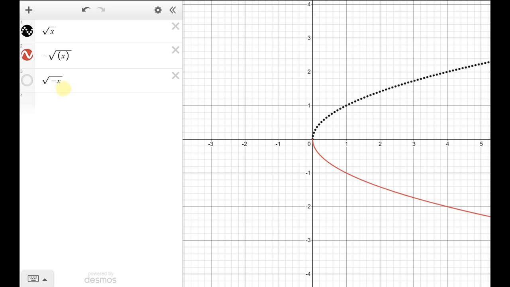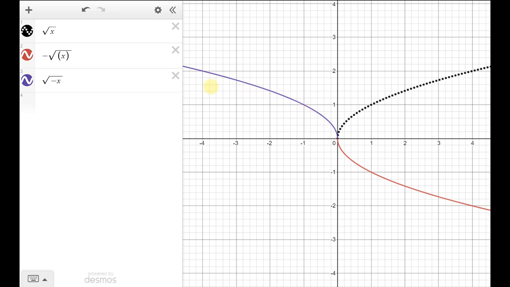And then what about if I were to not have the negative on the outside of the function, but instead, let's say, next to the x inside of the function? What do you think is going to happen now? Now we flip, it's the same function, it's just now flipped over the y-axis. So this is how reflections work.